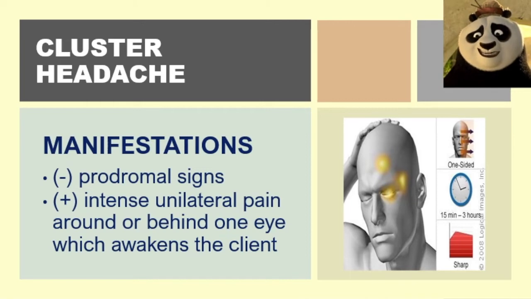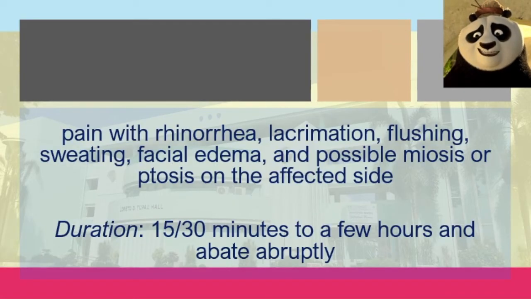Look at this image. This illustrates that the pain is behind the eye and then surrounding the eye, and that it would go towards your neck. Now, the pain would occur with rhinorrhea, and then you have lacrimation, flushing, sweating, facial edema, and possible miosis or ptosis on the affected side. Class, when I say miosis, this is related to pupillary constriction. Then you have ptosis or the drooping of your eyelids. The duration could be 15 to 30 minutes to a few hours, and it would abate abruptly. Meaning the occurrence and the way it stops is abrupt.